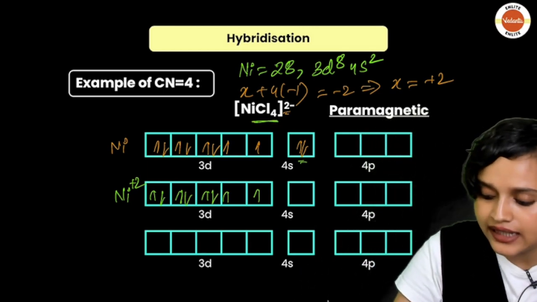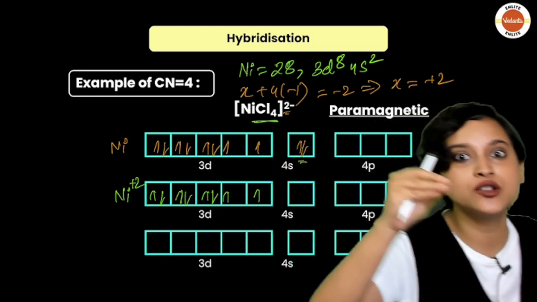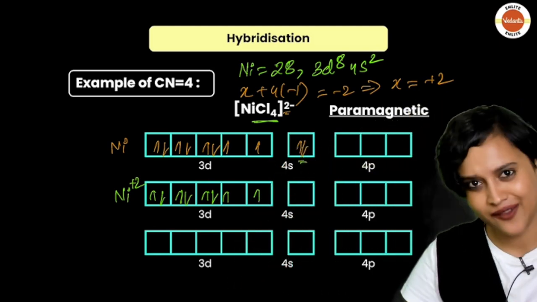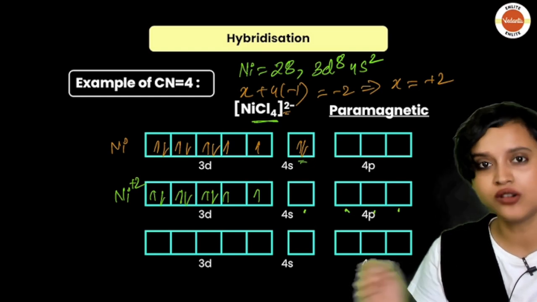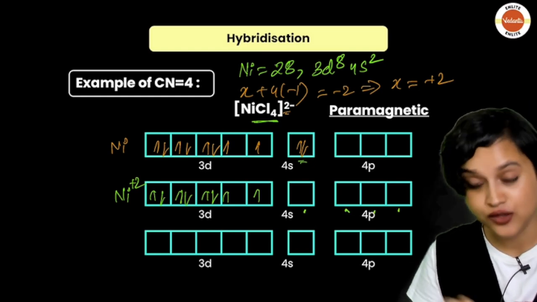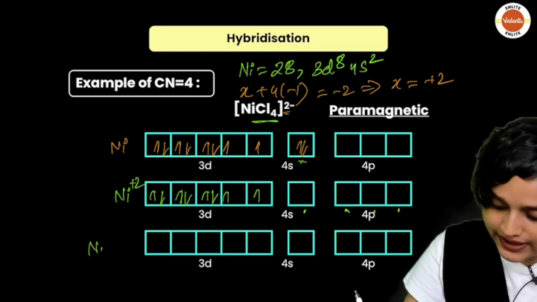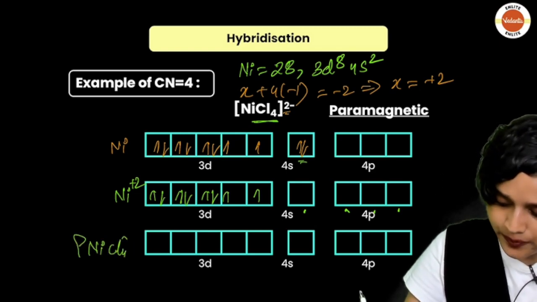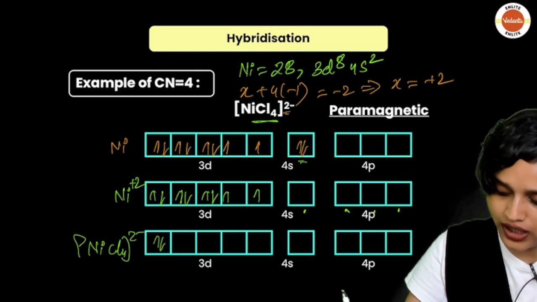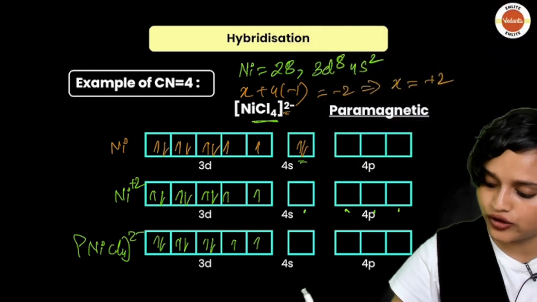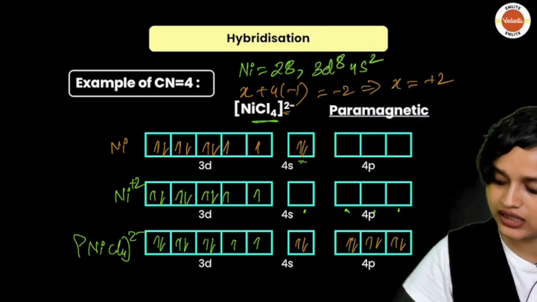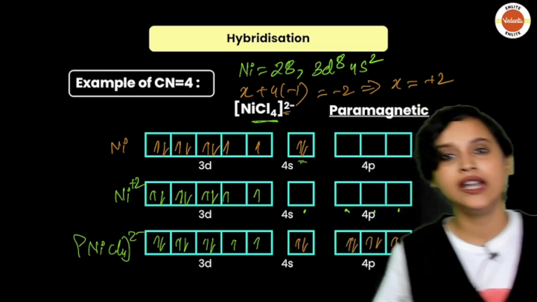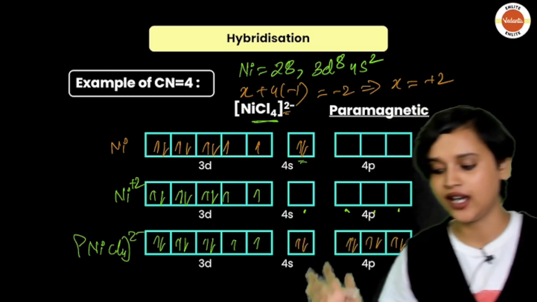And I can see that there are 4 chlorine atoms that are trying to approach nickel. Do I have enough room? See, 1, 2, 3, 4. I do have. So what am I going to do? NiCl4 2-, I have 1, 2, 3, 4, 5, 6, 7 and 8. And I'm going to bring here 1, 2, 3, 4, 5, 6, 7, 8. 8 electrons from chlorine have come and they have taken the place.